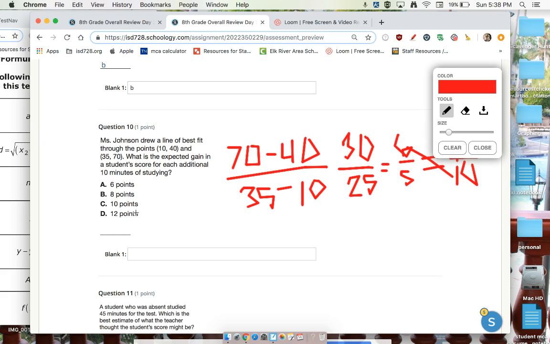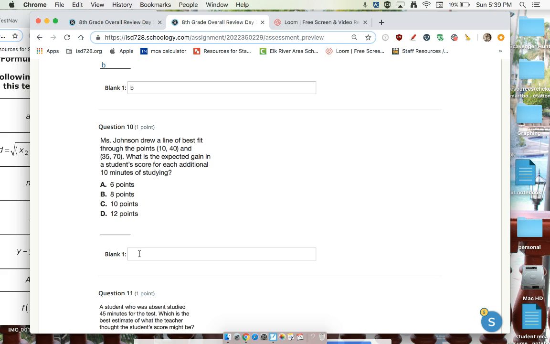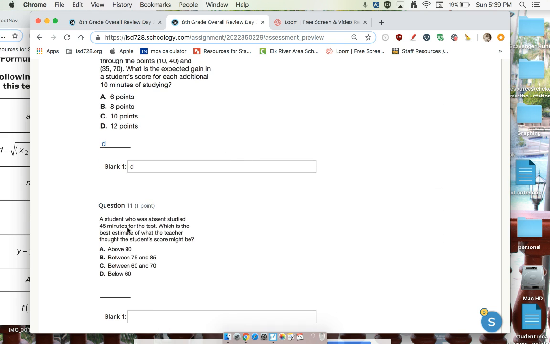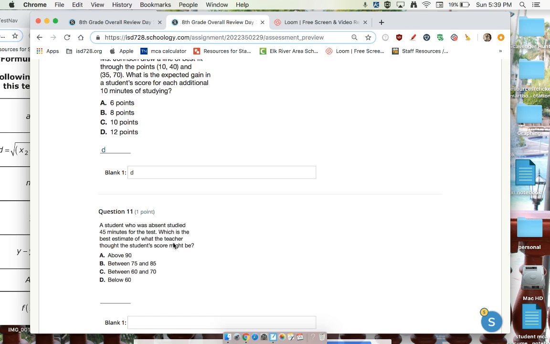And that's the expected, though. I mean, there's going to be a point where it plateaus. Okay, number 11. A student who was absent studied 45 minutes for the test. Which is the best estimate of what the teacher thought the student's score might be?